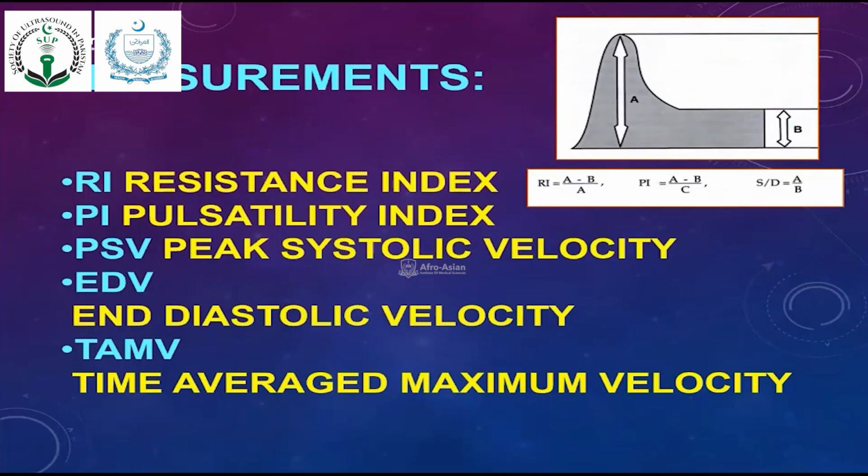Then there are the measurements like resistive index or resistance index. We have the pulsatility index, the PI, peak systolic velocity, end diastolic velocity, and time averaged maximum velocity. These are the measurements which we usually take at spectral Doppler.